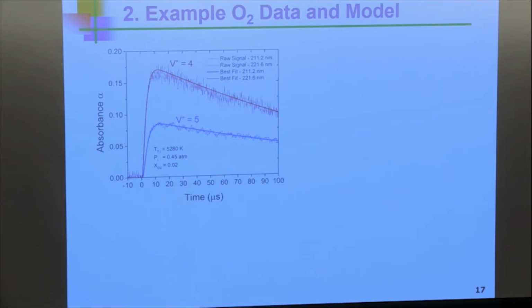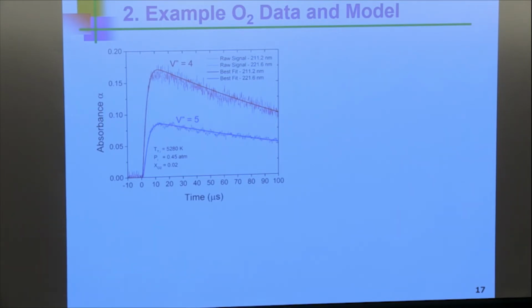Nobody's ever done this before. This is a time evolution of the population of V double prime of 4 and 5 in microseconds. What was the temperature? 5,300 degrees Kelvin, half an atmosphere, 2%. So buried in here, this is a temperature high enough that first the population has to go up and then it has to go down. Why does it have to go down? O2 is dissociated. So this is called the coupled vibration dissociation problem.